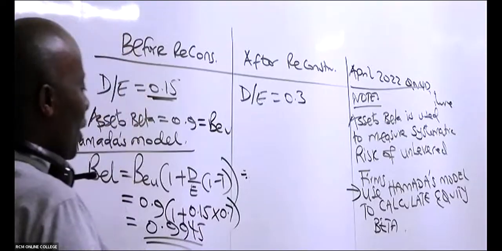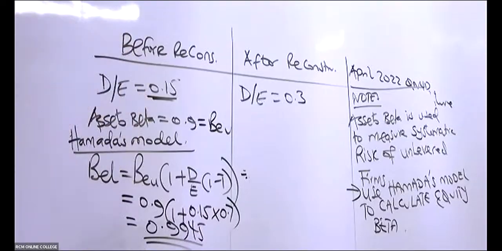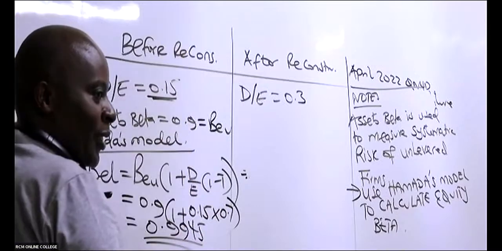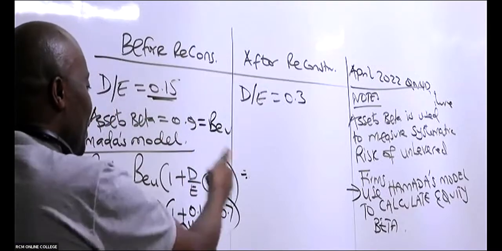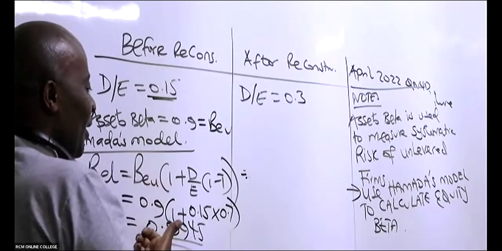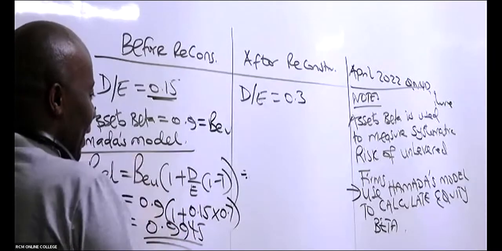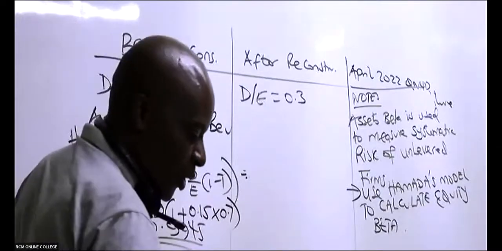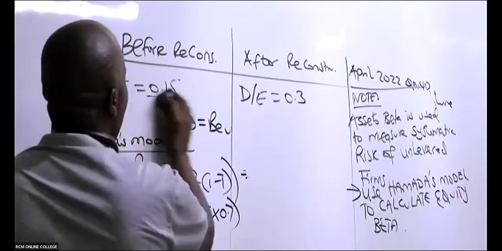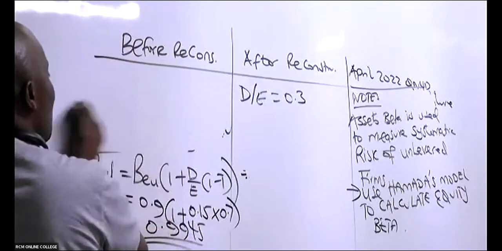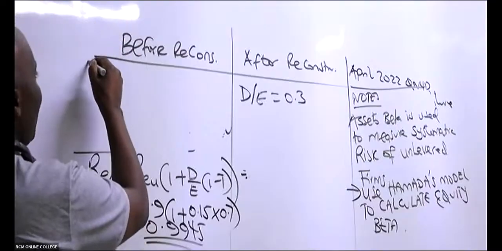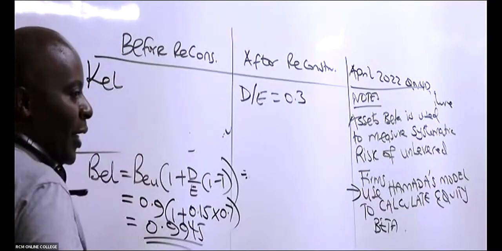Thank you so much. Now, ladies and gentlemen, having gotten this Bell, the next step, we are still working on before reconstruction. You get Bell. Bell's sister is known as Kell. So after Bell, give us Kell. How do we get this Kell in this situation? It's very easy to get Kell. Kell is the cost of equity of a levered firm, right?